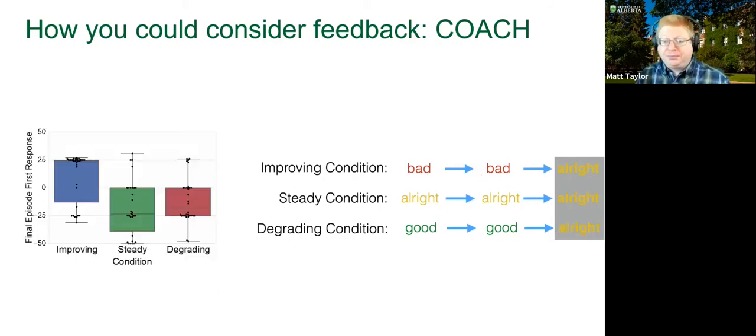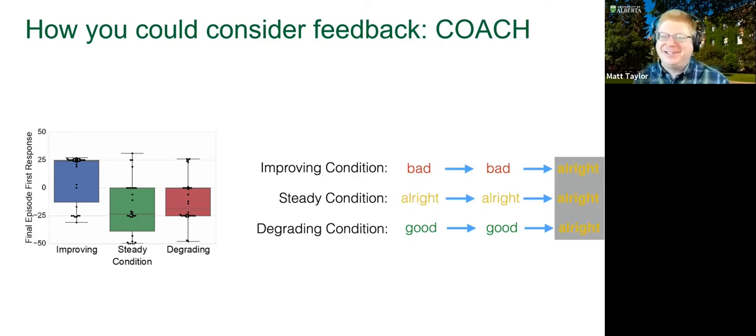And it turns out people give higher feedback, better feedback to the dog in the improving condition. So what does this mean? There are three different settings, and we look at the final task where the dog has the same task performance, the same policy, and we see that the feedback people give to the dog on that final task does not just depend on what the dog is doing, because all of these are the same. Instead, it depends on the relative performance. How did the dog do relative to what it was doing before?